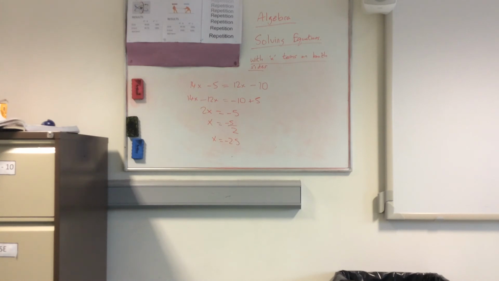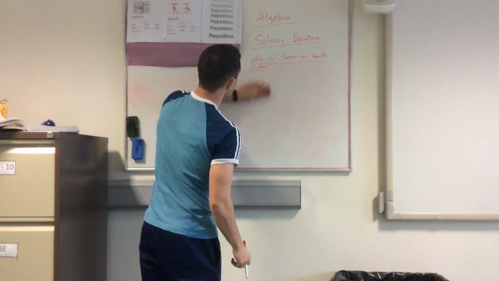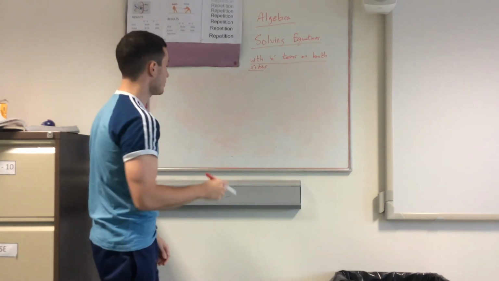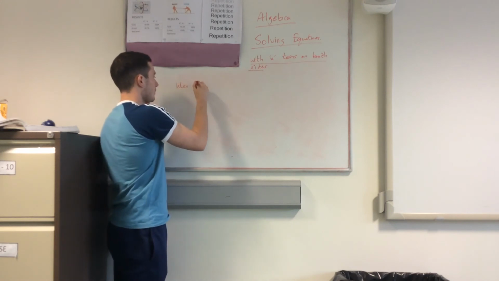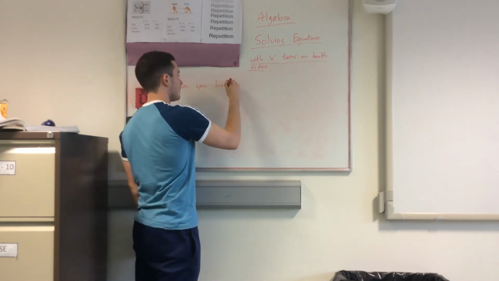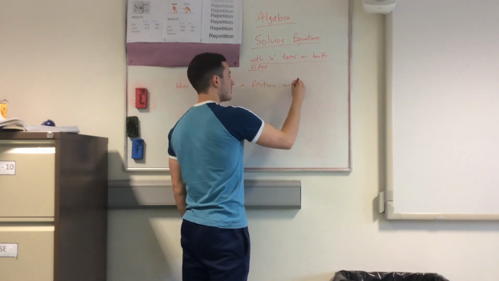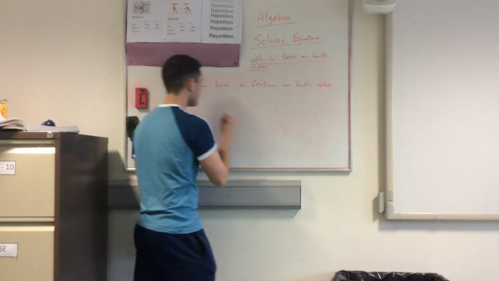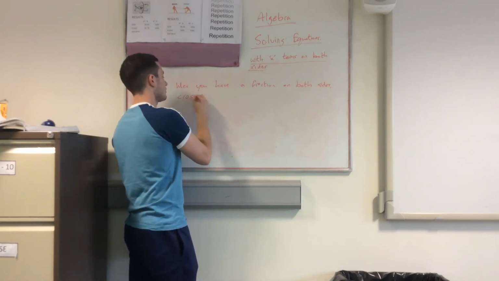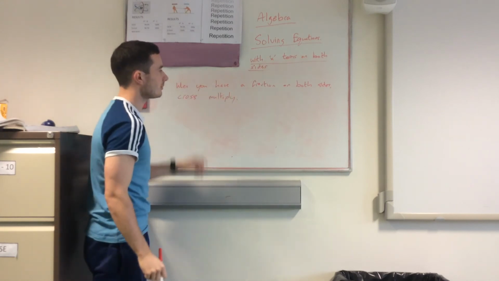Last thing that we need to do here is when you have a fraction on both sides of the equation. Okay, so make a wee note. When you have a fraction on both sides, cross multiply. Alright, so when you have a fraction on both sides, cross multiply.